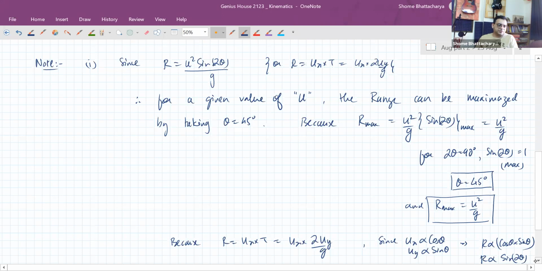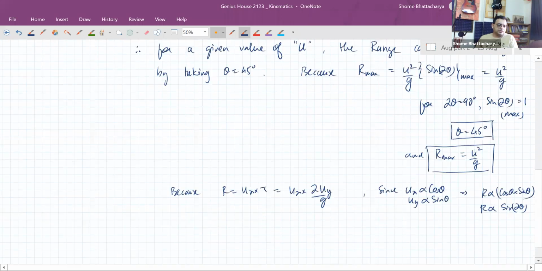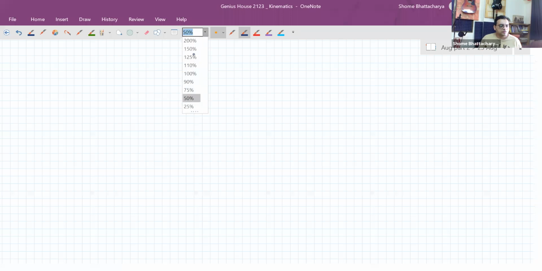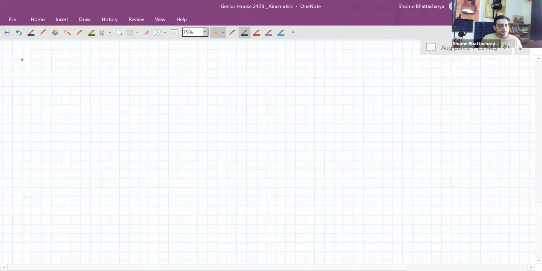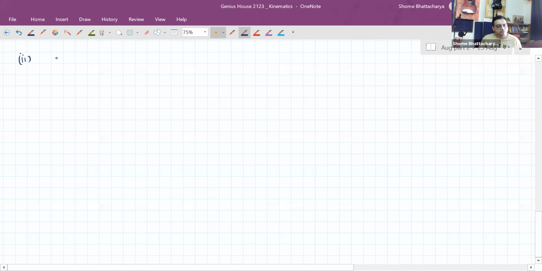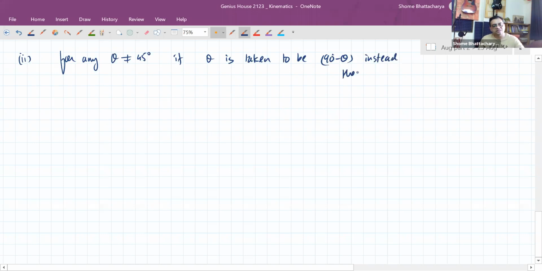Now, another important aspect to understand about projectiles is that for any angle of projection theta not equal to 45 degrees, if theta is taken to be 90 minus theta instead, then the range is the same.